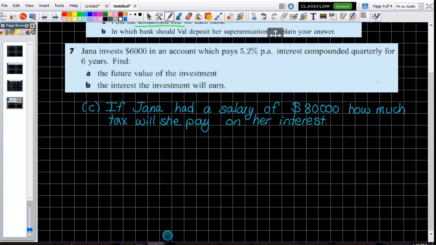What are we highlighting? What should you be highlighting? I would say you're highlighting this compounded quarterly. We've got the $6,000, yep, 6 years. All right. So we are going to do part A, the future value of the investment. We're going to do it by hand. We're going to do it by calculator. Let's go.